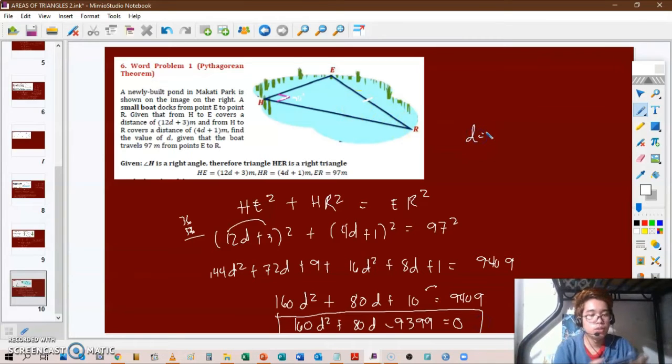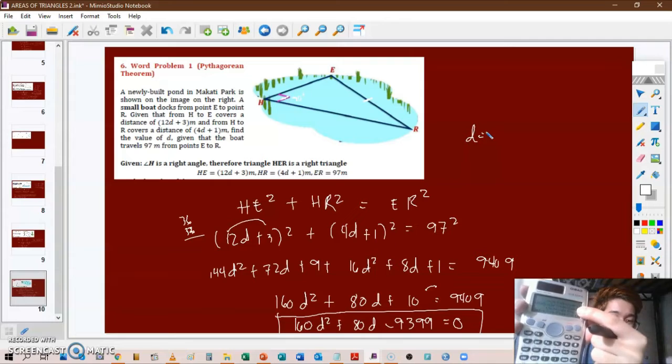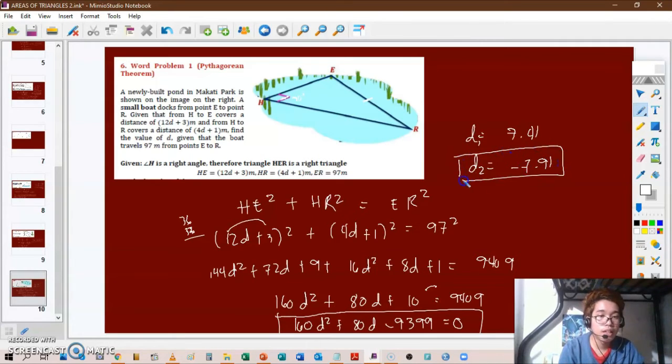So we can input this on our calculator to find the value of d. Press mode, 5 equation, and then we have to press the third option. So we have 160 for the first coefficient, 80 for the second coefficient, and negative 9,399 for the third coefficient. Therefore, the value of d is 7.41, so that's d sub 1, and d sub 2 is going to be equal to negative 7.91. And since we cannot take a negative value for d, the value of d is equal to 7.41.